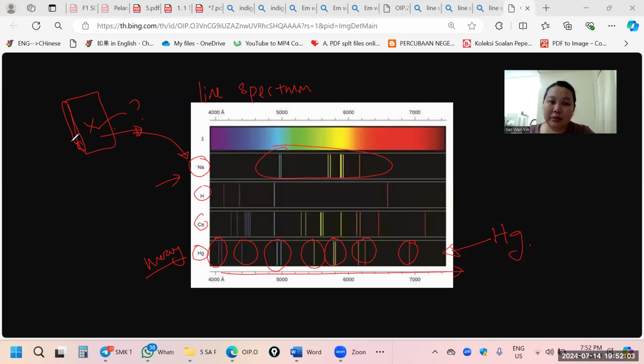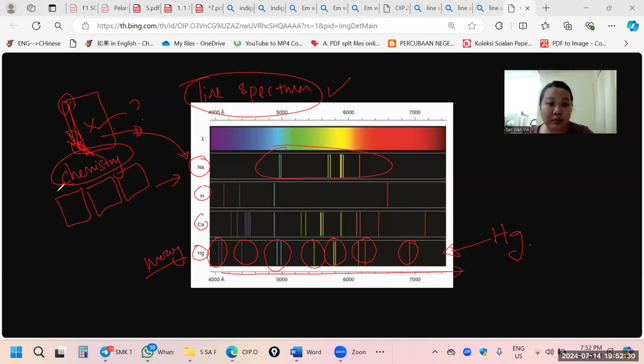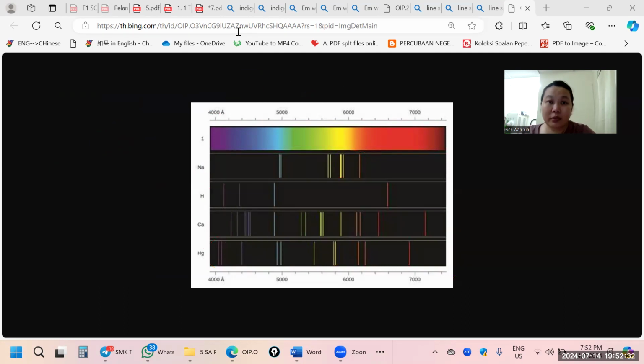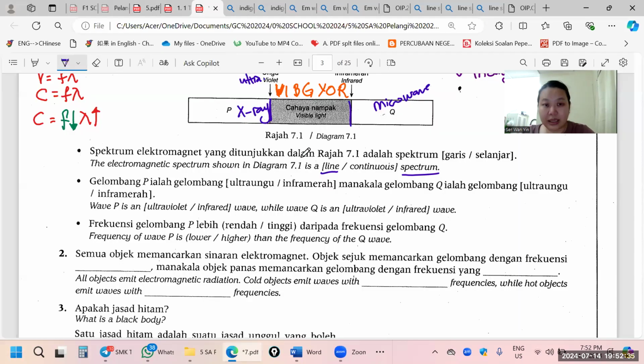But another way, chemistry also can. For chemistry, we need to cut off some part, then put in a few samples and test with some chemical solution or reagent. Chemistry way also can, but it needs to cut and spoil a bit of the material. So a line spectrum is better because you don't need to spoil the material. But it still depends.